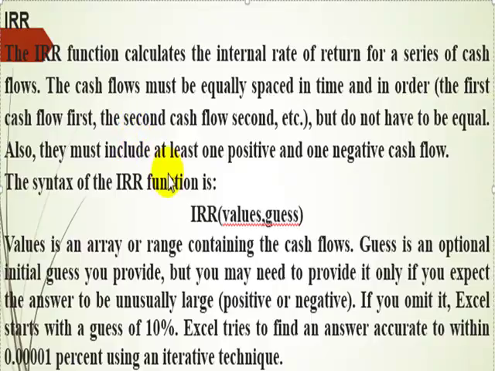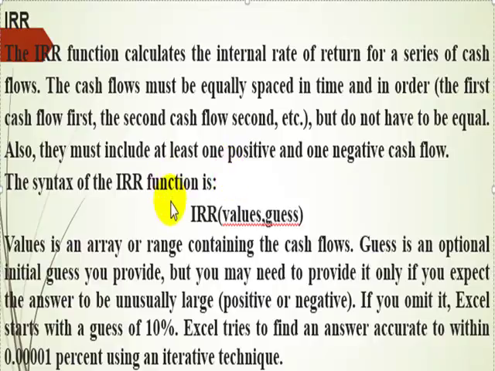Also, the cash flows must include at least one positive value and one negative value, just like the NPV function. The negative value could be the cash outflow, the initial cash outflow, or the initial cash outlay that is invested into the particular project in year 0. That is the amount of money, the investable fund, that was invested into the project.